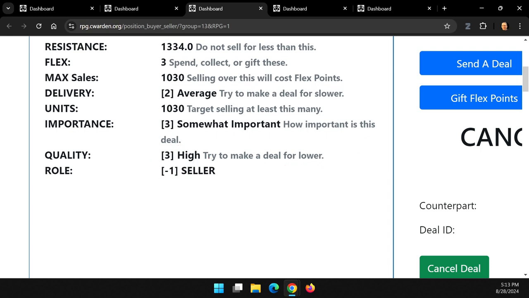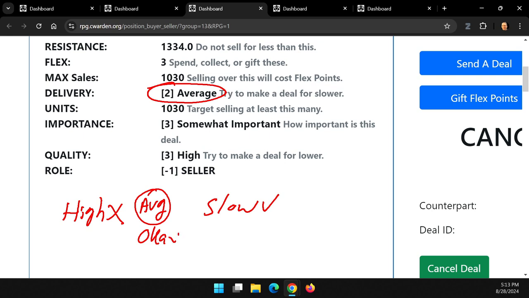All right, confused? Let me try again here with the delivery speed. At my company, we have average delivery speed. That means that's what we can do. If we can deliver at slow delivery speed, we save money. So this is good. But if we have to deliver at high delivery speed, that's going to cost us money. That's not good. If we can deliver at average delivery speed, well, that's okay. That's what we can do. That's our normal. But we save money by going slow, and we spend money by going high, because my company is set here at average.